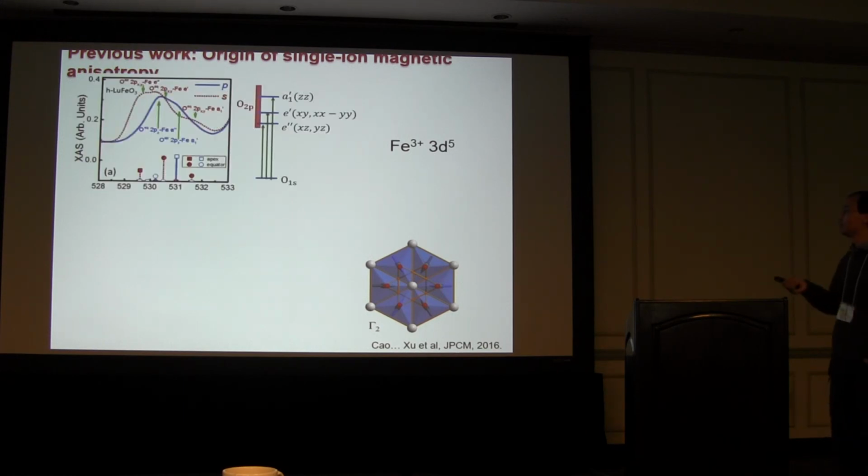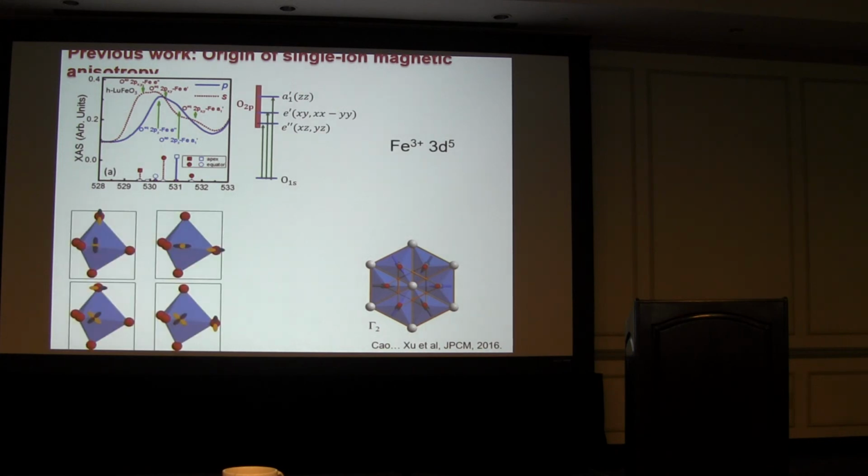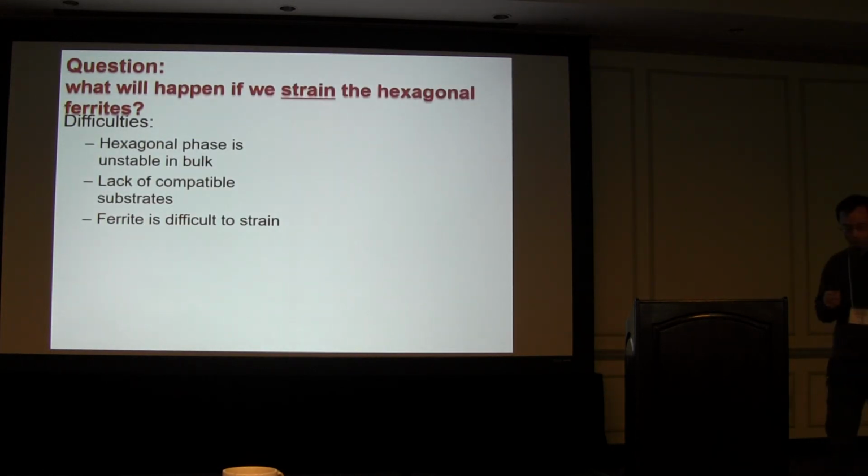But the fact is, remember, I talked about the excitation from oxygen 1s to oxygen 2p. That means 2p is not totally filled. 2p is hybridized with iron. Or you can say the other way, iron is hybridized with oxygen 2p. So iron is actually not really 3d5. And the hybridization is different along different directions, of course, according to the anisotropy of the structure. So that actually gives us a single ion anisotropy. So that's all the previous work.